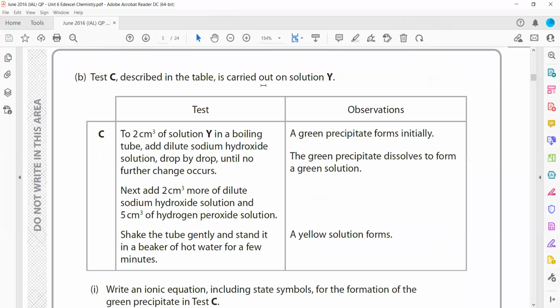Test D described in the table is carried out on solution Y. So this is another solution, because we have X, Y, and Z. 2 cm³ of solution Y in a boiling tube, and we add dilute sodium hydroxide drop by drop. First it gives a green precipitate, and the green precipitate dissolves to form a green solution.